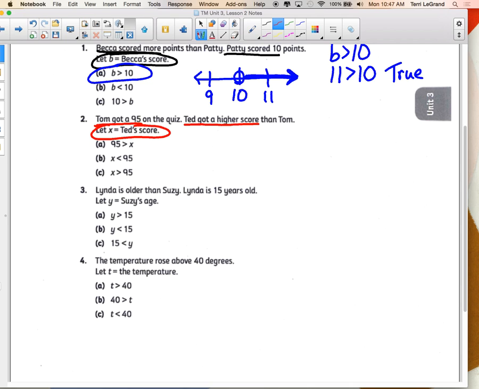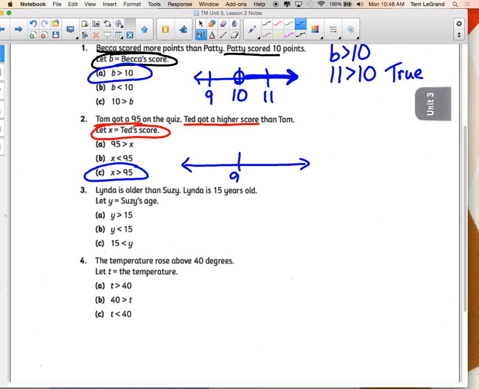So let's analyze these inequalities. In A, it says 95 is greater than X. Or in other words, that score of 95 is greater than Ted's score. Remember, Ted got a higher score. So I'm thinking that one might not work. How about the second one, B? X is less than 95. Ted's score, X, is less than 95. Well, no, that would mean he got like a 90 or something, and he got a higher score than Tom. So it looks like we were maybe left with choice C. Let's see if that one works. X is greater than 95. X, Ted's score, is greater than 95, which is Tom's score. That seems to be our correct choice. Let's make our graph.